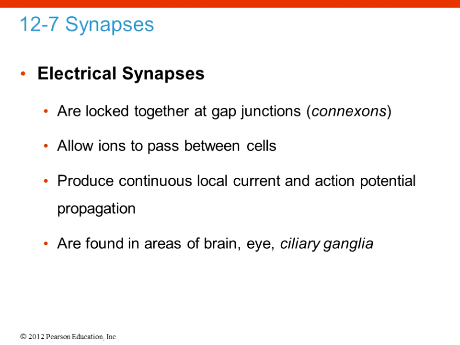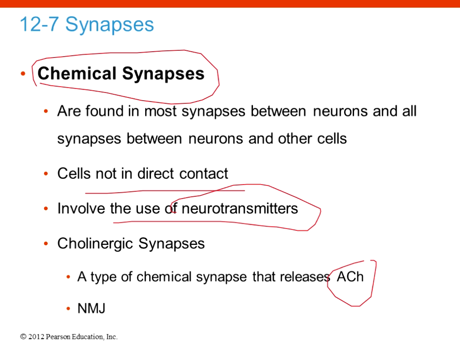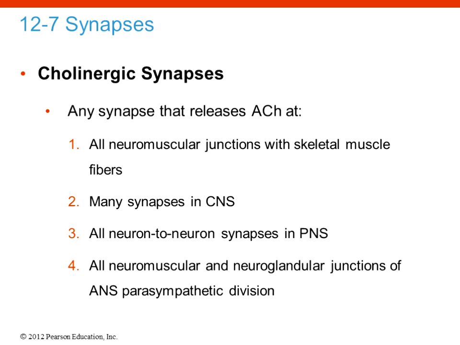Again, electrical synapses are pretty rare. What we want to look at are chemical synapses, which are synapses between neurons and other cells. The cells are not in direct contact, so they must use a chemical, a neurotransmitter. There are different types of neurotransmitters, hence different types of synapses. A synapse that uses acetylcholine we call a cholinergic synapse. Dopamine is not going to work at a cholinergic synapse, for instance. It needs to be specific to that type of neurotransmitter. So a cholinergic synapse is any synapse that releases ACh.